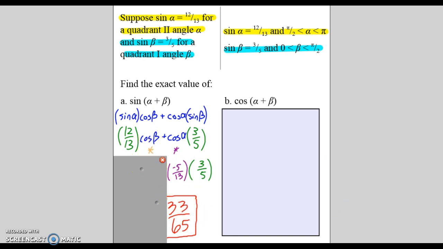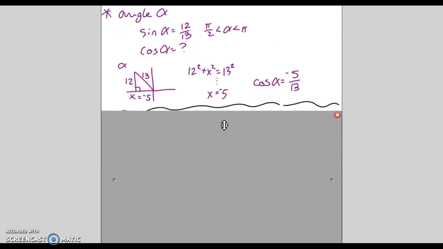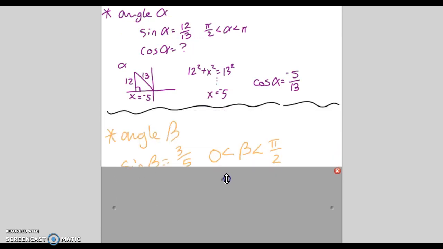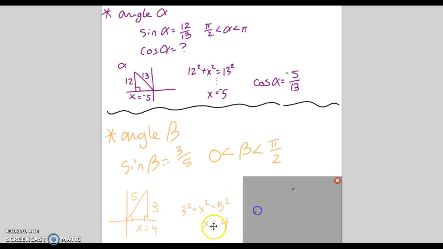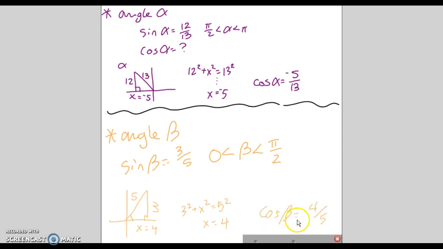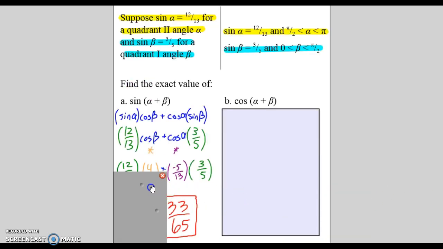Now I need to do the same thing for angle beta. So I take what I know about angle beta, is that the sine of beta is 3/5 and that beta is a quadrant 1 angle. So I draw that in quadrant 1. I label the 3 and the 5. I use the Pythagorean theorem to find that x is 4. I then identify that the cosine of beta is 4/5, and that gets plugged in right there. And then I have everything I need.